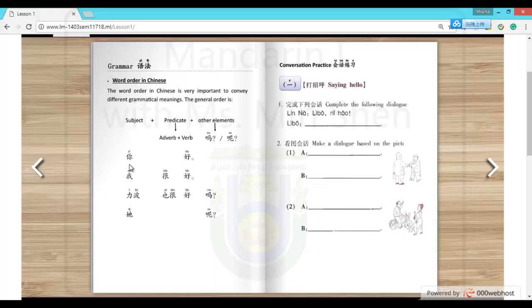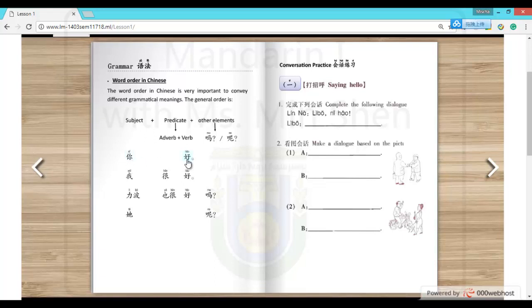This lesson 1, 你好, we get to know the greeting. 你 is the subject, you. And normally the subject is either somebody or something. And 好 tells what happened to the subject.